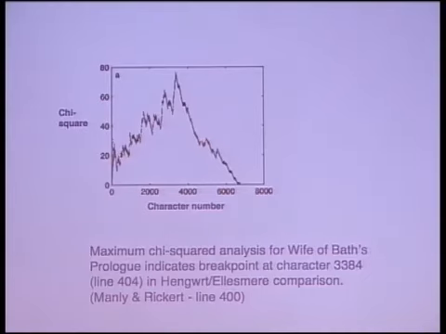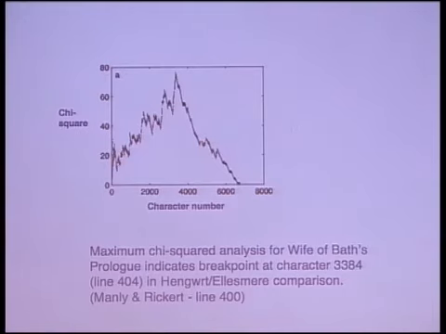This is a graph showing the chi-squared values as you move down the manuscript. And what you find is that there is a peak in the chi-squared, and one can calculate the statistical significance of these values. There is a peak in the chi-squared that corresponds to line 404 in the manuscript, indicating that that's the point where the scribe changed over text.